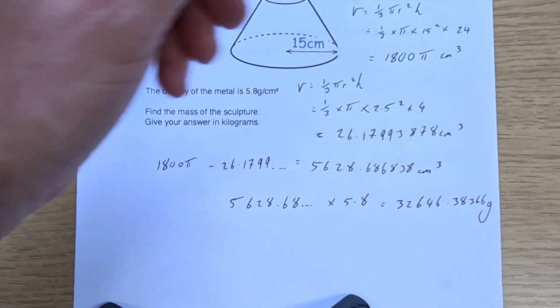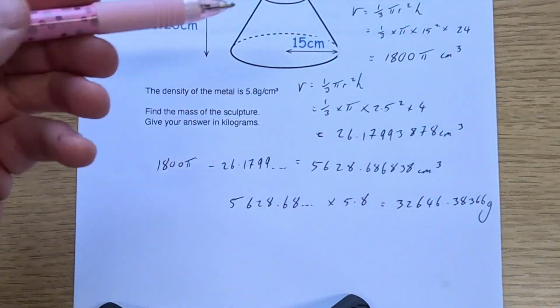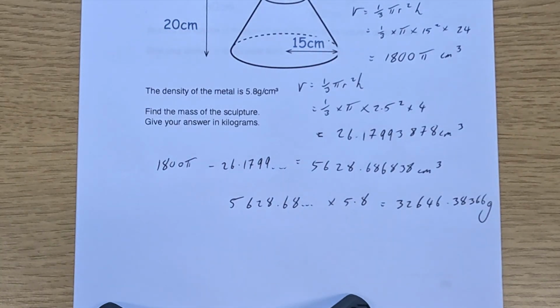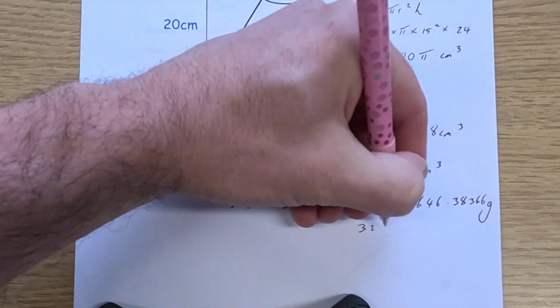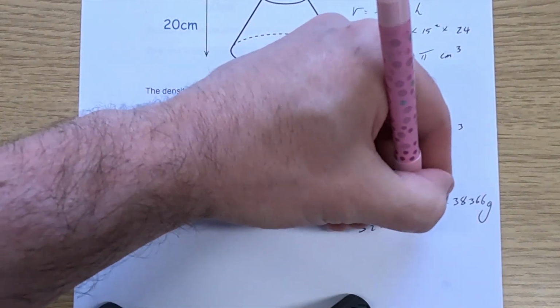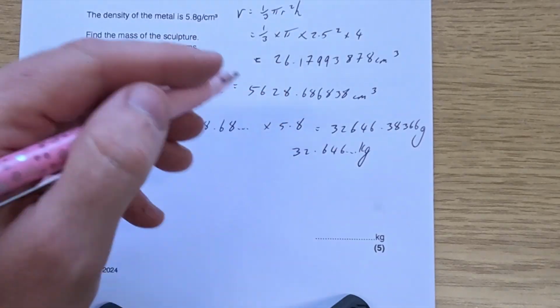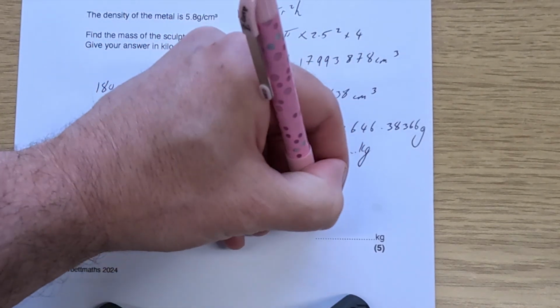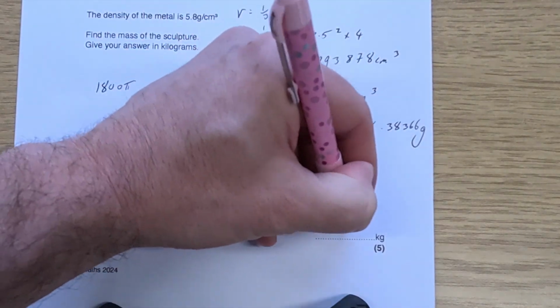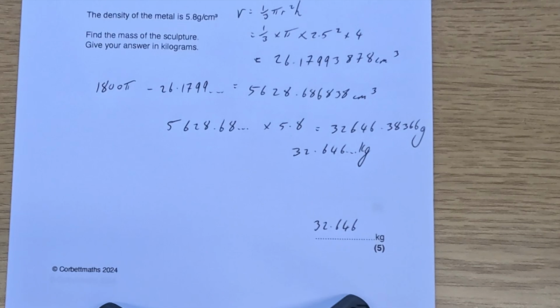32,646.38366 grams. Now that's in grams, we want it in kilograms, so let's divide by 1,000. If we divide by 1,000, that's equal to 32.646 and so on kilograms. And the question didn't say to give it to so many decimal places, so I'm going to give it to 3 decimal places. The mass of that sculpture would be 32.646 kilograms, to 3 decimal places, and that's it.